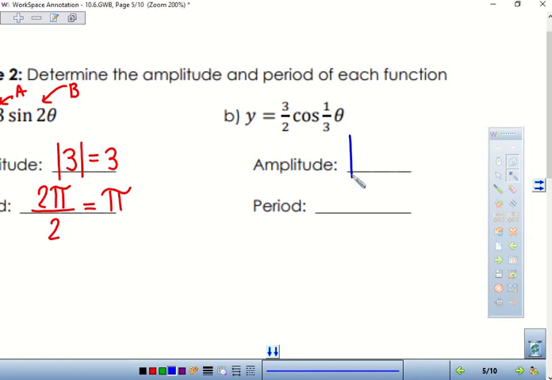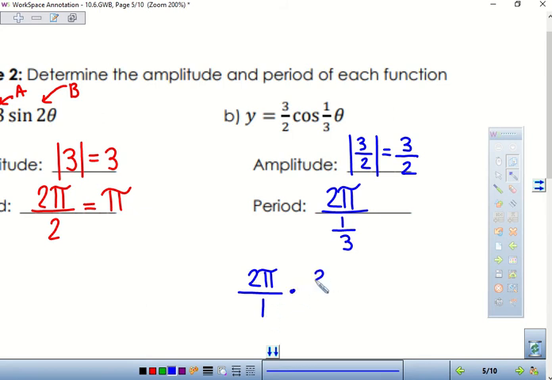All right. So here the amplitude is the absolute value of A, which is just 3 over 2. And our period is 2 pi divided by 1/3. So we have to do keep, change, flip. You remember that? Keep, change it to multiplication, flip the fraction. This comes out to be 6 pi. So is everybody somewhat good with these 2?